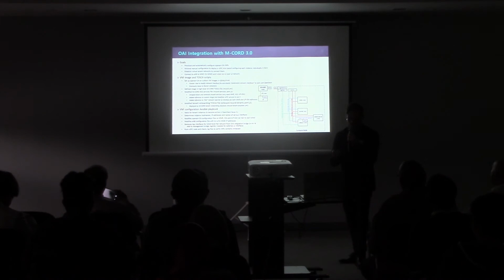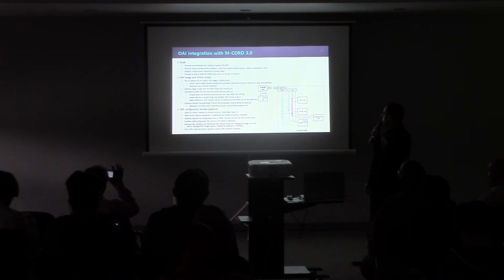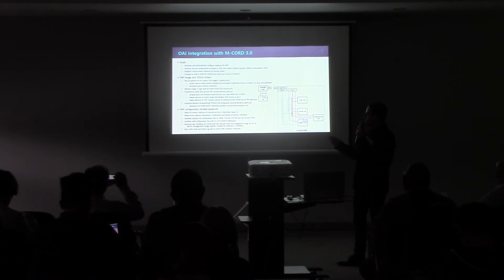In order to get these EPC functions onboarded and integrated into M-CORD, I'll give you the gist of what I had to do. What we were looking to do, of course, is get these instantiated as VNFs and also be able to do some manual configuration, so you can just fire and forget and get an EPC slice where all the VNFs are configured and can talk to each other over the various virtual tenant networks. And also, of course, we need to be able to connect the OAI eNodeB over the S1 interface.